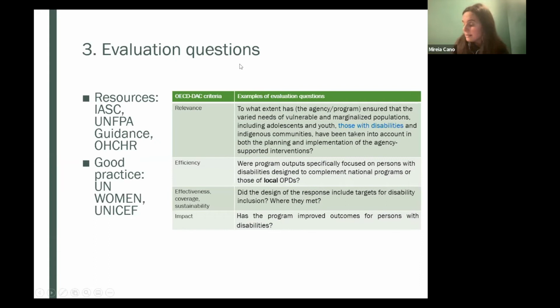For the next element, and this is a very important one, which is to do with the evaluation questions covering different aspects of disability inclusion. And here we prepared a little table with examples of how you can either keep the same evaluation question and add disability inclusion in that question, or add new questions that deal specifically with disability inclusion. So there's several resources that are shared in the guidance, and also some good practice that is already happening.